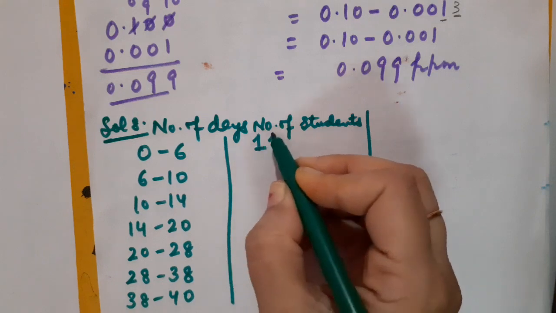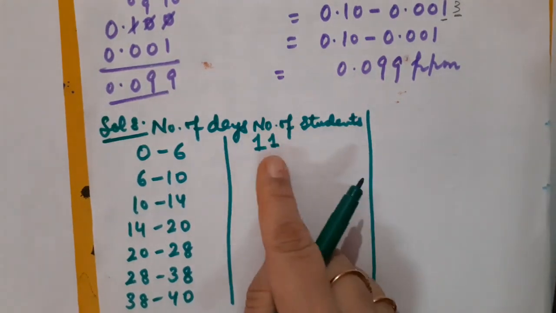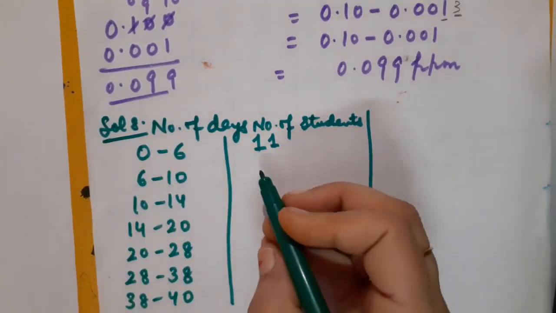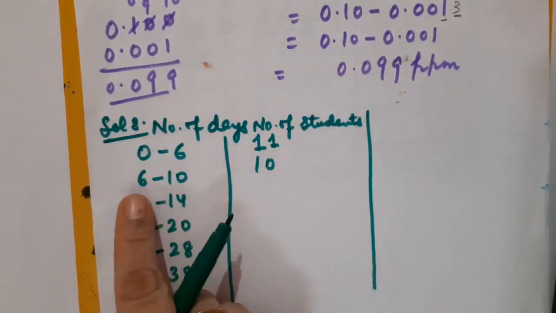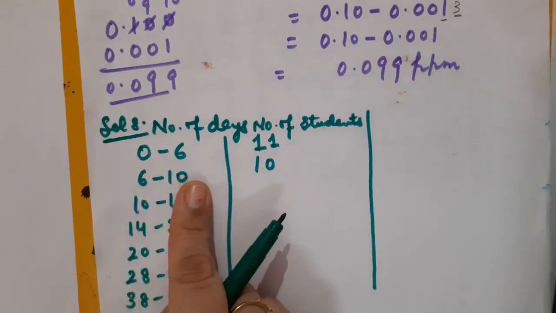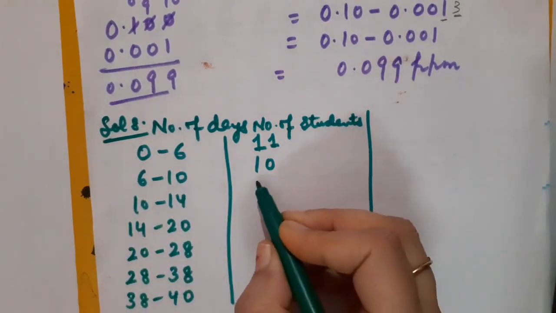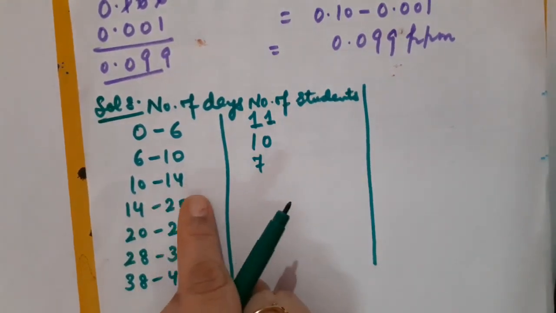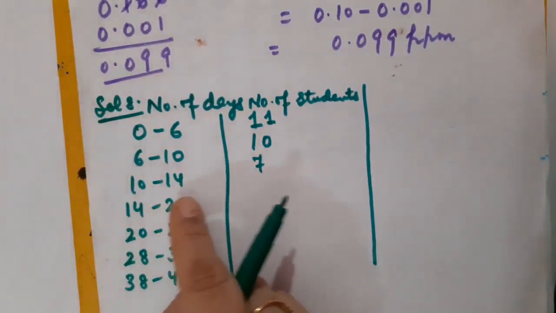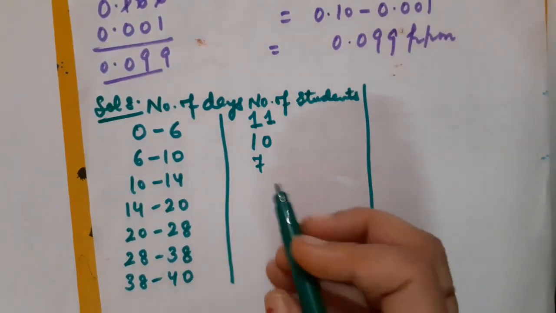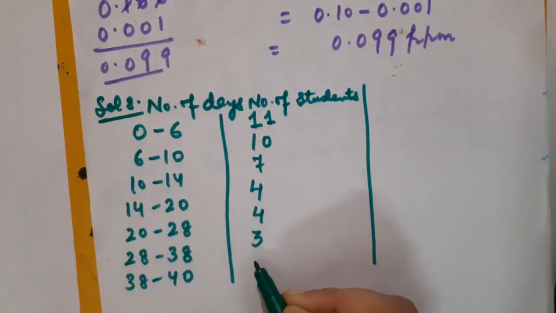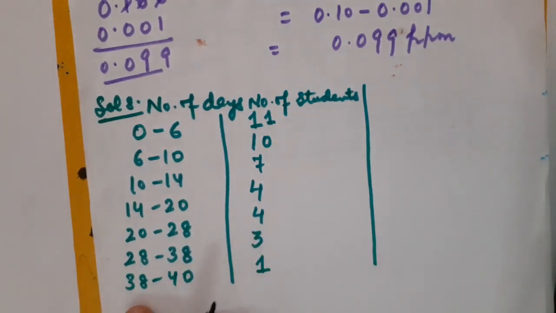There were 11 students who remained absent from 0 to 6 days. There were a total of 10 students who remained absent from 6 to 10 days approximately. Then there were a total of 7 who remained absent from 10 to 14 days throughout the complete session, it is said. Throughout the complete term, it is said in the question. Then there were 4, then again 4, then 3. There was one child who remained absent for approximately 38 to 40 days.